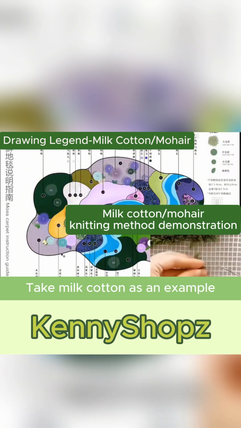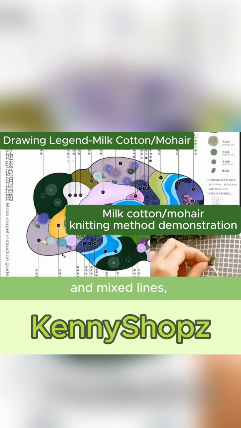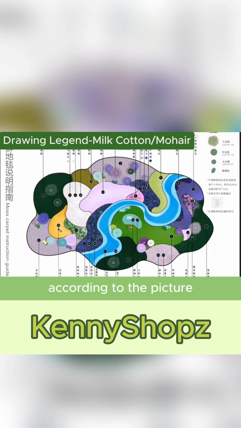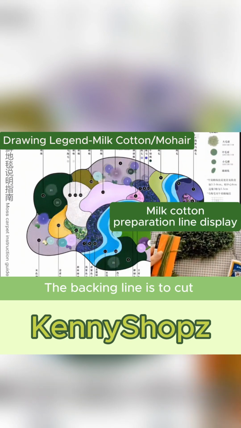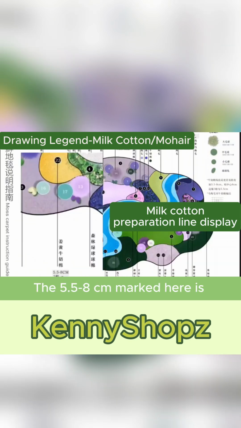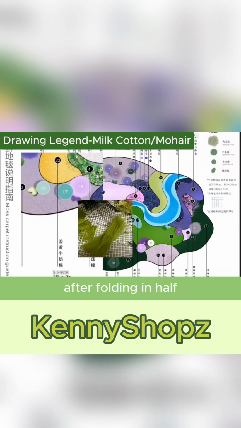Take milk cotton as an example. This part involves backing and mixed lines, which will be more complicated. First, find the corresponding color yarn according to the picture. For example, the number 22 here is ginger-colored milk cotton. The backing line is to cut the milk cotton into small pieces. Then weave. The 5.5 to 8 centimeters marked here is the length to be cut. Note that it is not the length after folding in half.